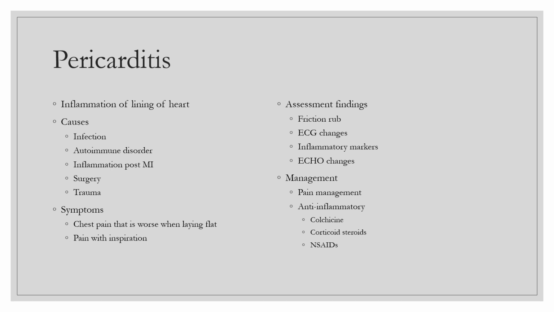For criteria, patients have to have 2 assessment findings. Management, we're going to do pain management, right? We generally treat them with NSAIDs because NSAIDs are going to reduce the inflammation, which is what's causing the pericarditis in the first place. And then anti-inflammatories such as colchicine, and then sometimes some corticosteroids. All right, any questions, let me know.